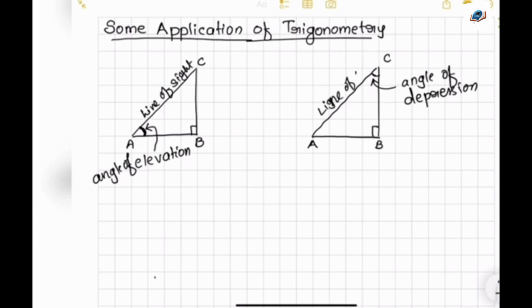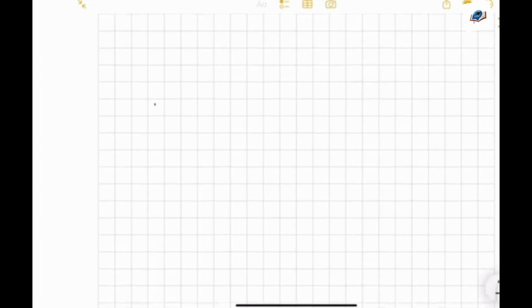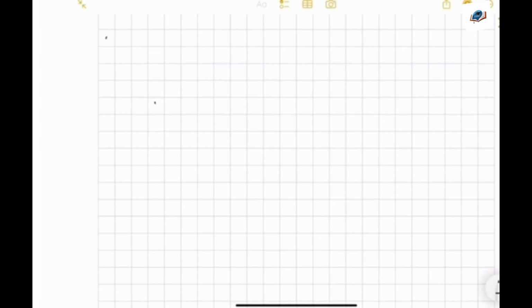Now let us understand angle of elevation with one example. Suppose there is an electric tower and a man standing here is putting a ladder to climb it. The ladder is kept at 60 degrees. This is the tower AB. The tower will always be vertical and the distance between them is 15 meters. You have to find the height of the tower.